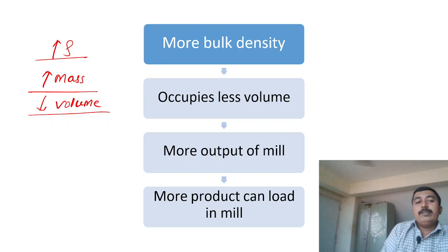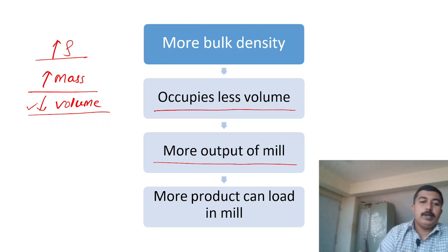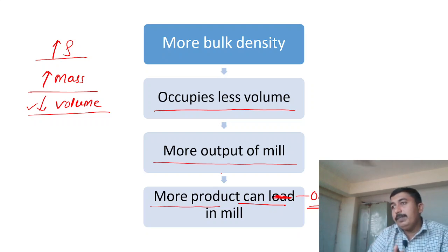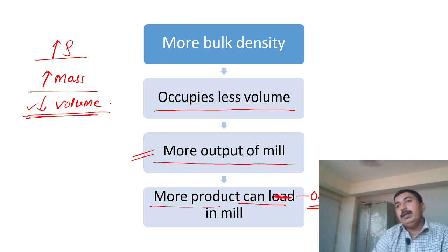Due to less volume, more and more amount of powder you can load in the mill. And if you load more powder, automatically you will get more product. Output of the mill is more. You can load more powder in the mill, and automatically product output is also more. Basically, due to less volume, you can load more amount of powder in the mill, and you will get more product.